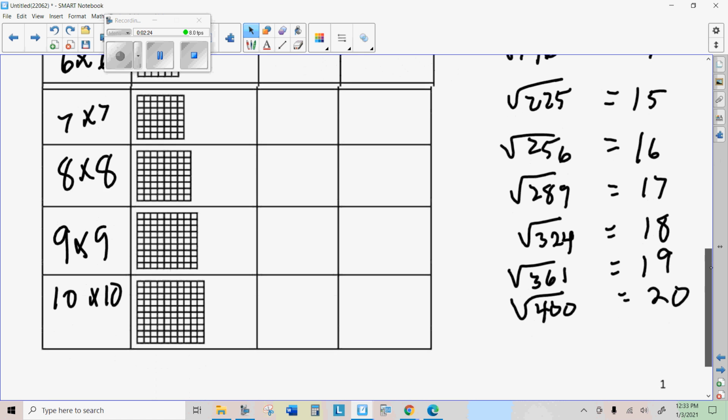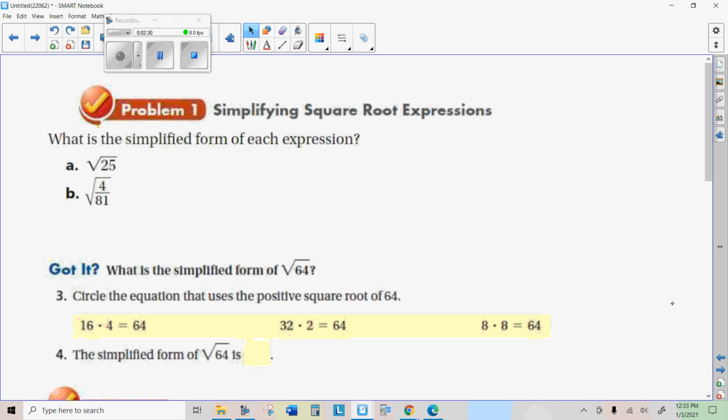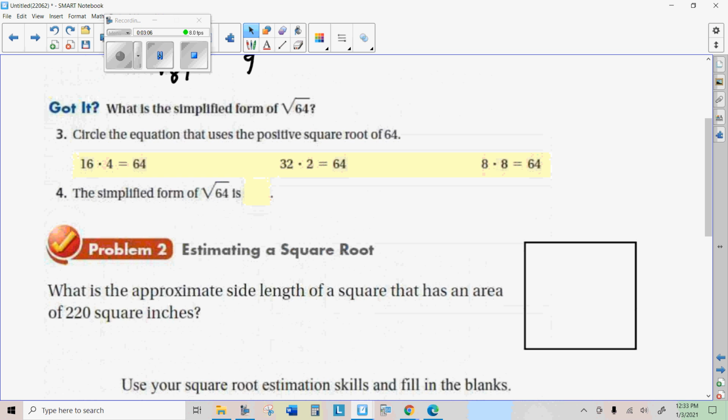Later on, you'll see where these come in handy when you're simplifying square root expressions. All right, so to simplify a square root expression, if it's just a square root like this, you can go ahead and use your calculator, but that's why I gave you the list. So you're trying to think of what number times itself equals 25, and of course that's 5. Now when you have a fraction, you can just split that up. You can do the numerator and the denominator separately. So the square root of 4 is 2, the square root of 81 is 9. All right? So go ahead, do this got it problem, and you can just check and see if you got your answer right.